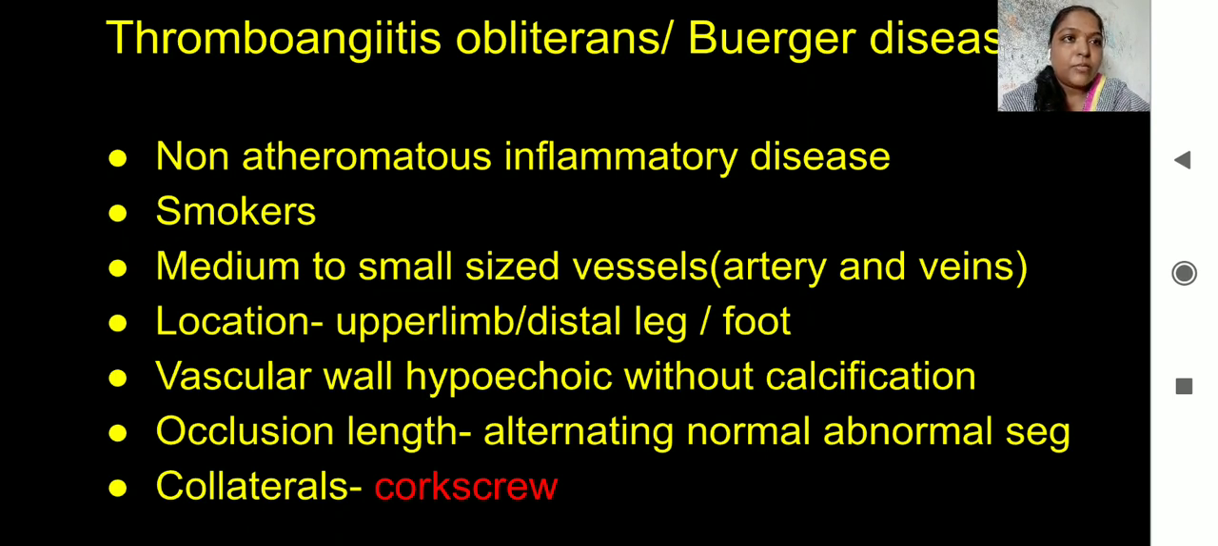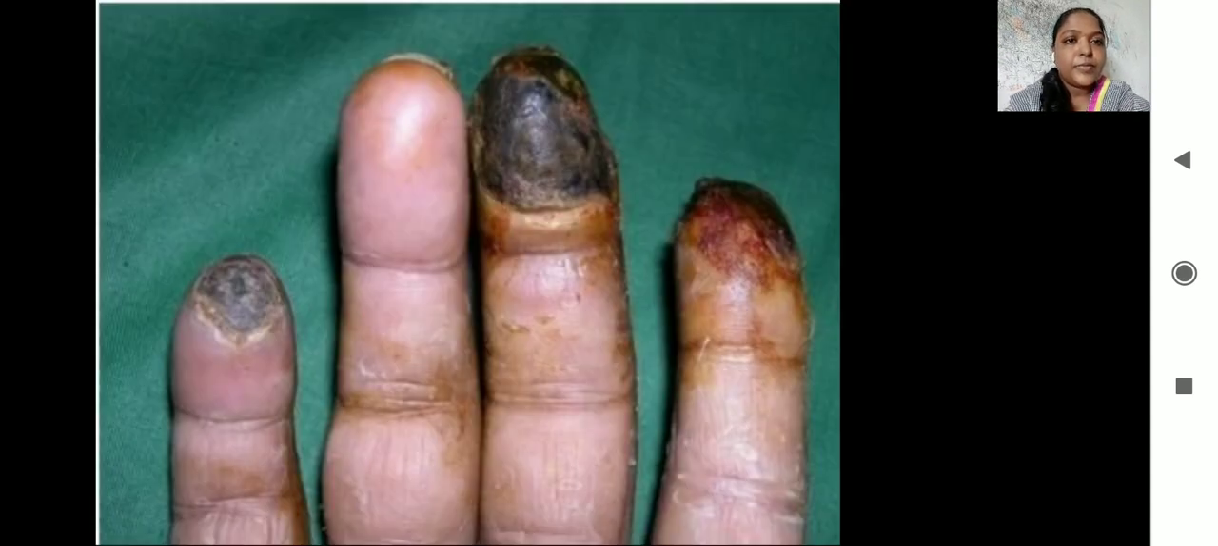Thromboangiitis obliterans, or Buerger's disease. It is a non-atheromatous inflammatory disease most commonly seen in smokers. It involves medium to small sized vessels. Commonly involves upper limbs or distal leg or foot. The vascular wall will be hypoechoic without calcification. There will be alternating normal and abnormal segments of occlusion. You see characteristic corkscrew shaped collaterals.